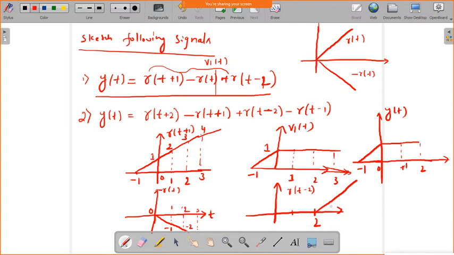Now from 2 to 3 you see, at 3 the amplitude value is 1 and here at 3 this is also 1. So if you add this one, it will become 2. So now at 3 the amplitude value should be 2. So 1 plus 1, the amplitude value should be 2. In a similar way, if you go on putting the values, the ramp signal will go on increasing in amplitude. So this is your y of t.